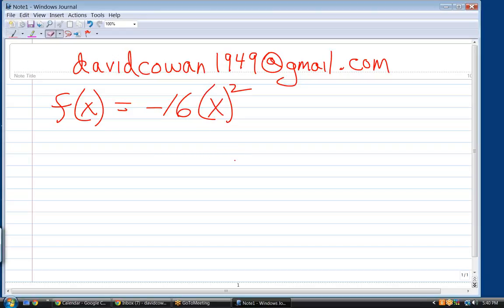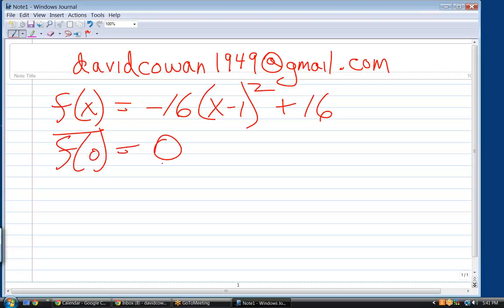So it's -16 in parentheses, x minus 1 in parentheses, parentheses out, and then little squared. So negative, plus 16. Yep. And what they're saying is that this represents the height at any time x. Notice that at time x equals 0, the height is going to be 0. If I plug in 0 for x, I'm going to end up with minus 16 plus 16. F of 0 would be equal to 0.